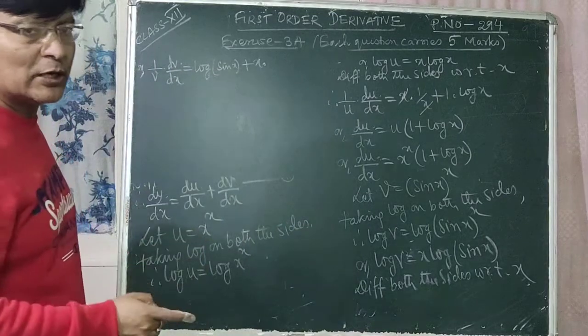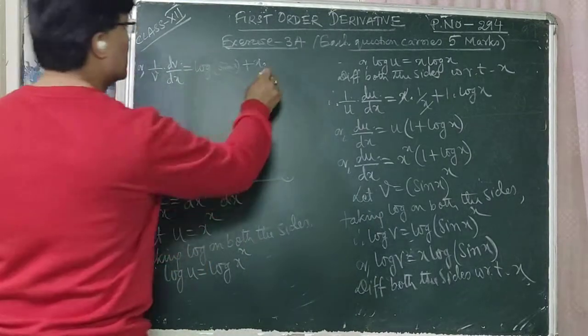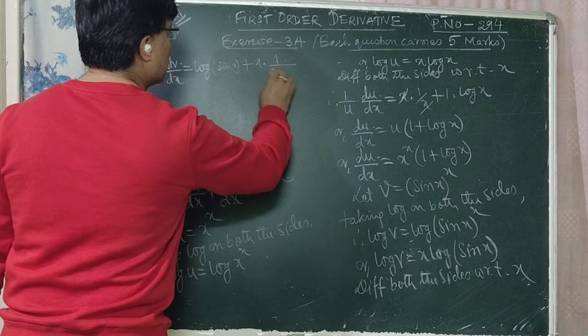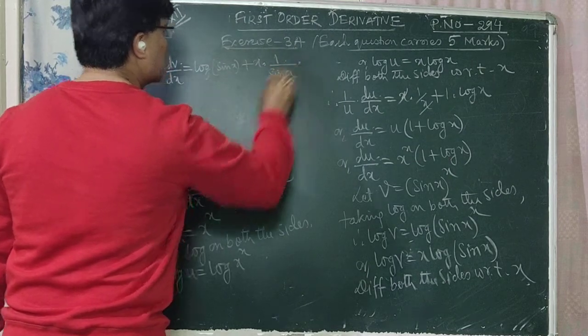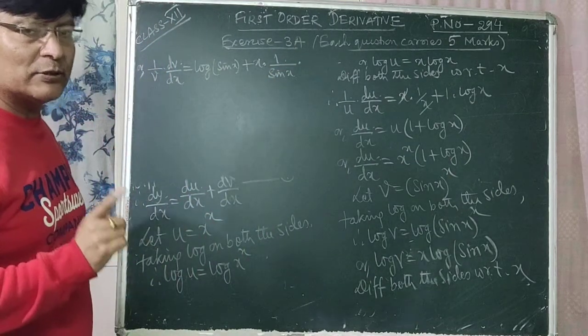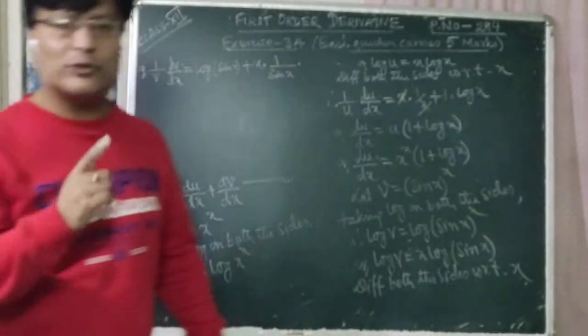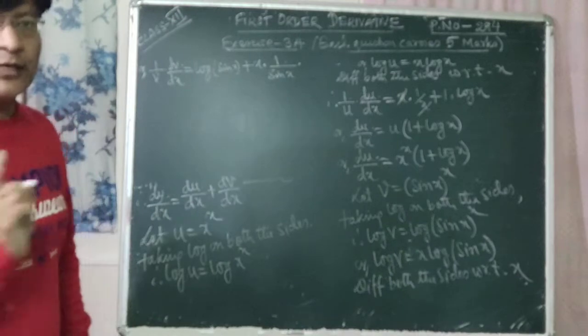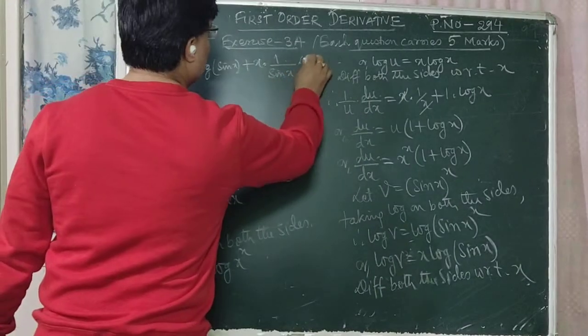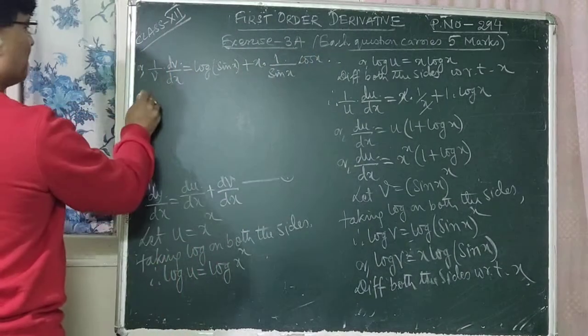How do you differentiate it? You should take it as log x. What is the differentiation of log x? 1 upon x. But here it is 1 upon sin x into, now again you have to differentiate the term which is assumed as x. In this case sin x was assumed as x. So what is this differentiation? Cos x. Sin x differentiation will be cos x.